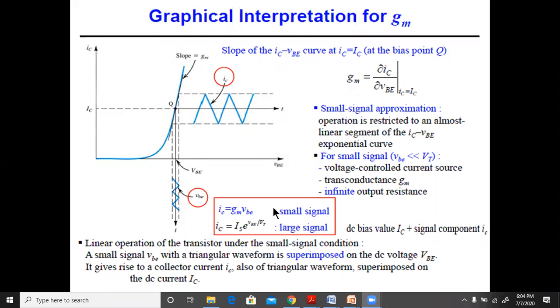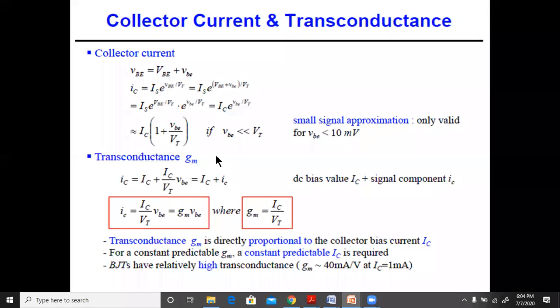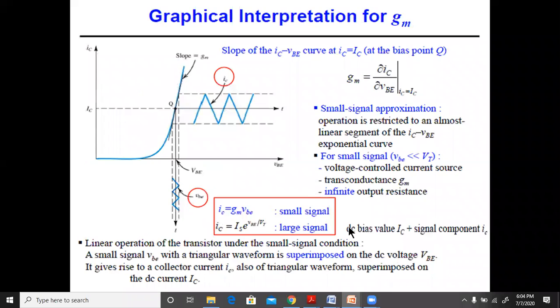That is what we have derived in the previous slide here: i_c is equal to g_m v_be. Same thing we have used over here, and that is small signal. And large signal will be both the AC plus the DC. That will correspond to the instantaneous value. Rather than calling it large signal, it is always better to call it instantaneous value, which is the sum of the DC bias value I_C and the small signal current, which is small i_c.